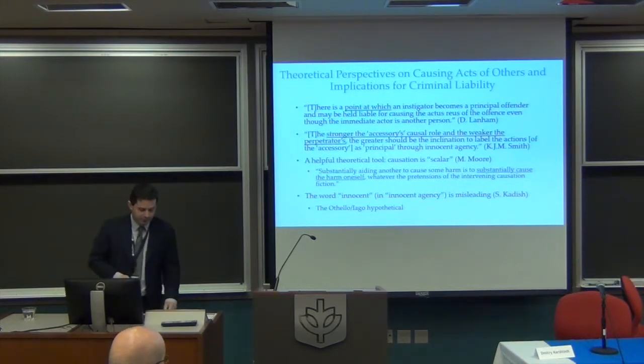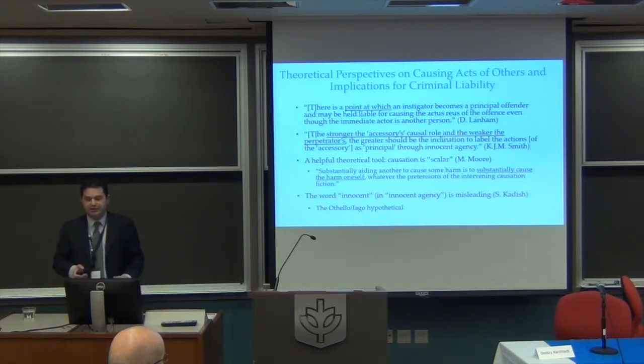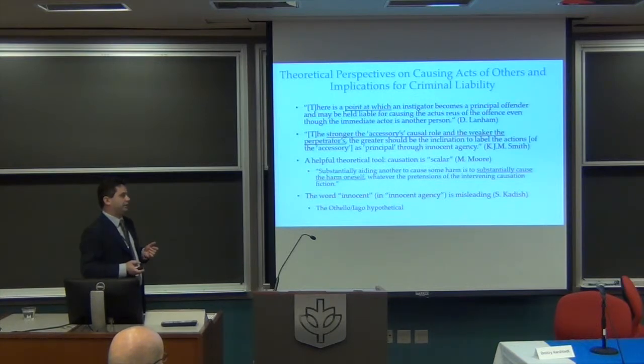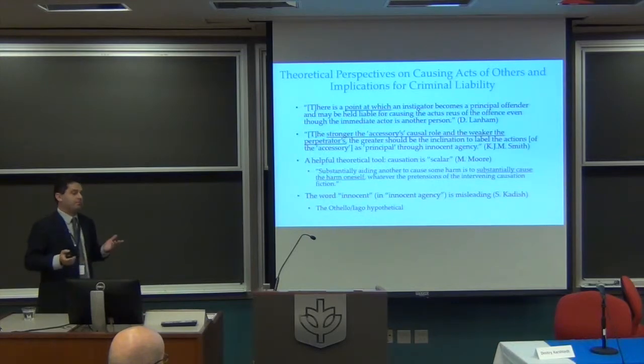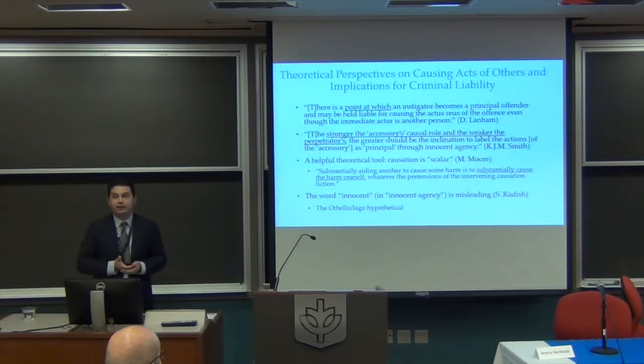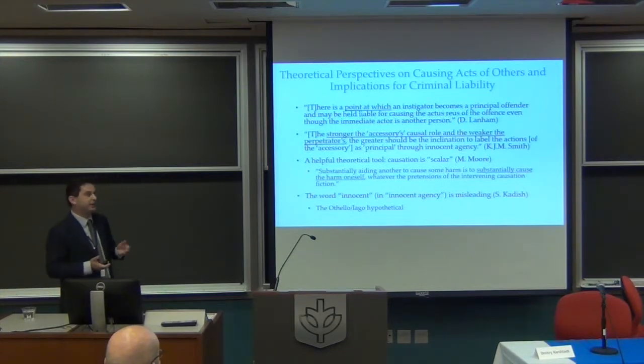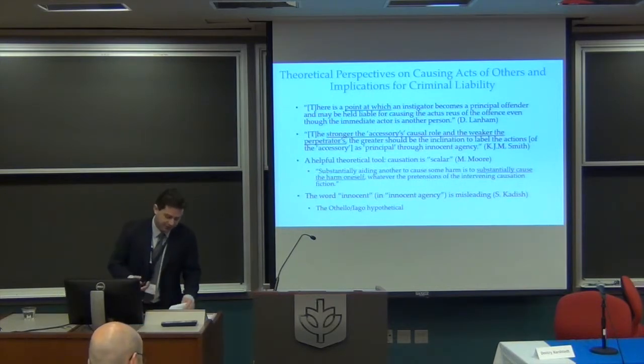Finally, one more point to clean up is that the word innocent really is misleading. You could have a principal who is liable for something. The classic example comes from Sandy Kadish's paper on the Othello-Iago hypothetical. Othello might be liable for voluntary manslaughter only because the crime was committed in the heat of passion, but Iago actually could be liable for murder. And there are actual examples of cases like this. So you don't need to have a purely innocent principal or direct performer.